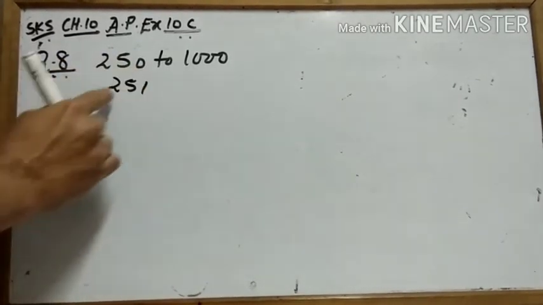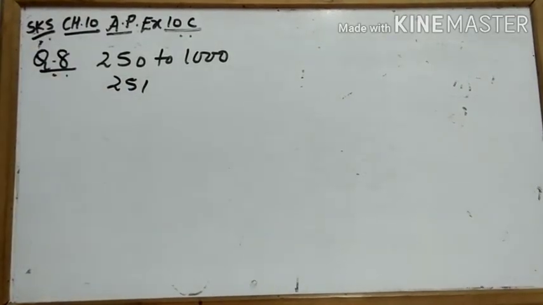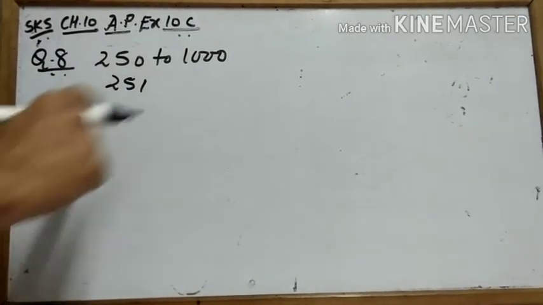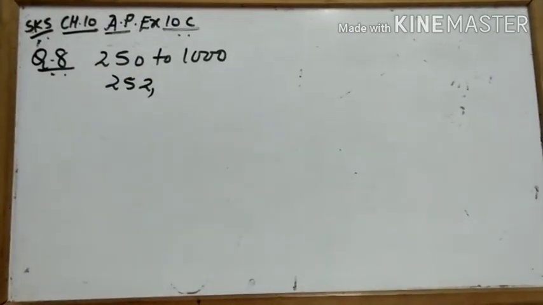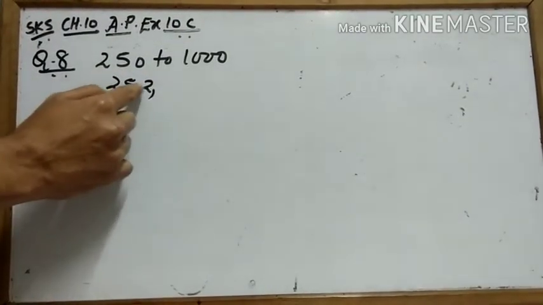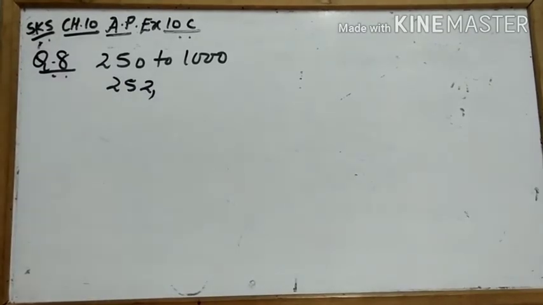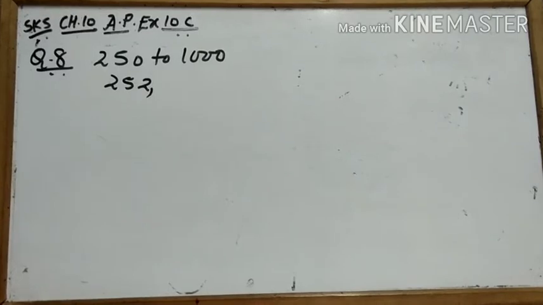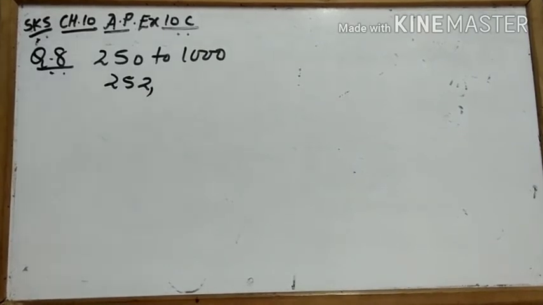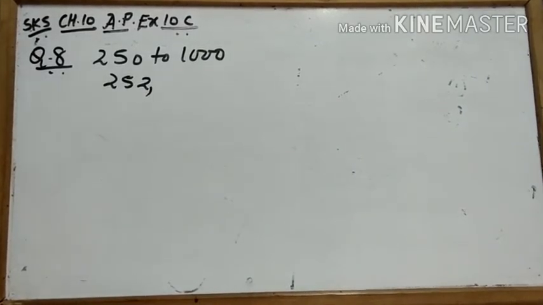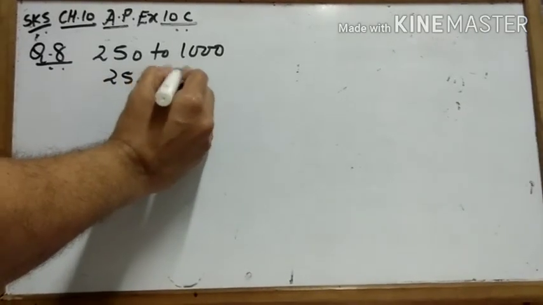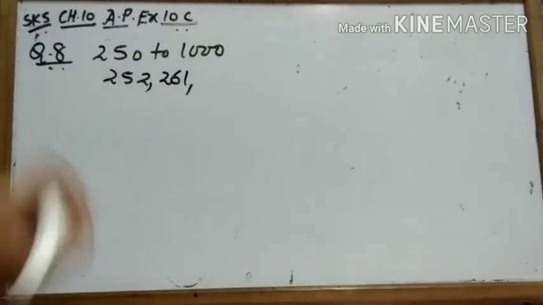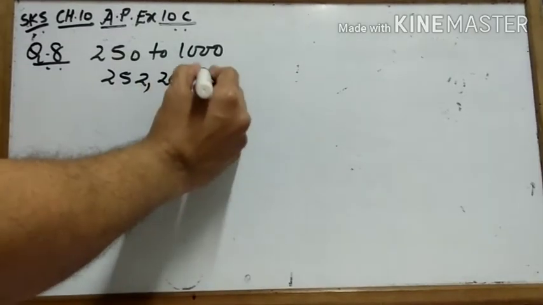251. Sum is 8. So not divisible by 9. Next number 252. If you look at that number, 2 plus 5 is 7, plus 2 is 9. So it will be divisible by 9. What will be the next number which is divisible by 9? That we have to understand. I have to just add 9 to it. 252 plus 9, that is 261. 261 plus 9, that is 270.